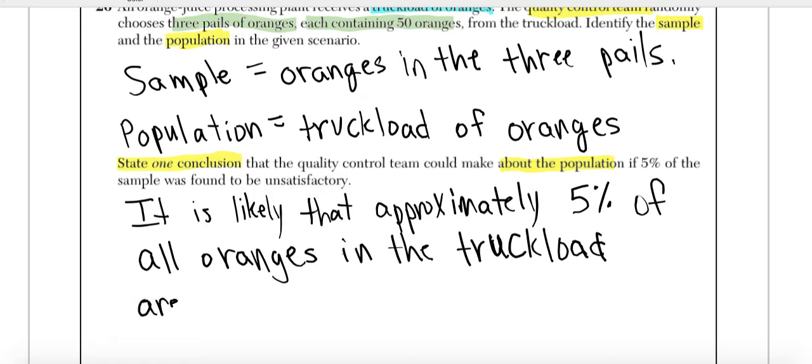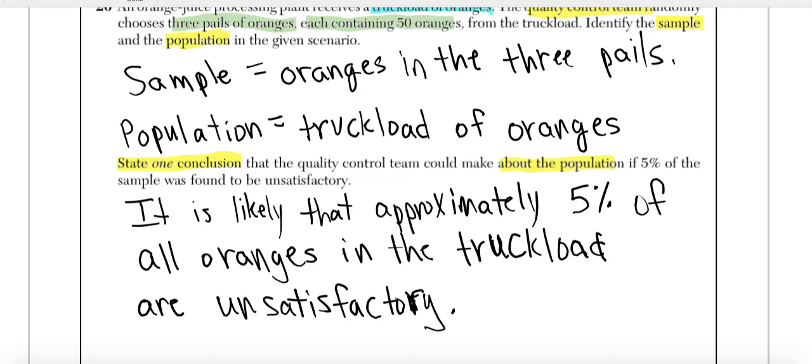Are unsatisfactory, because we use the results of the sample to make predictions about the population. And the fact that the oranges were selected randomly means there was less bias.